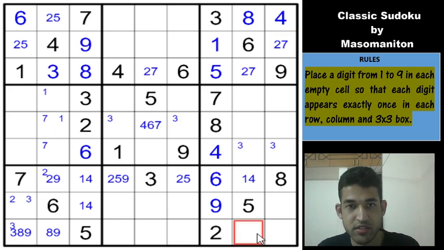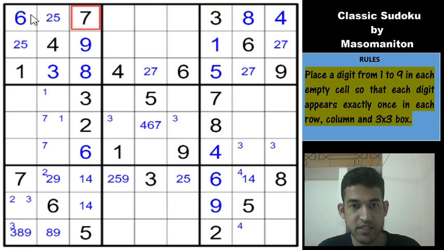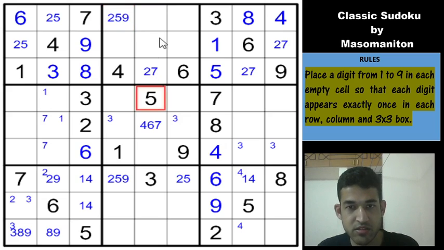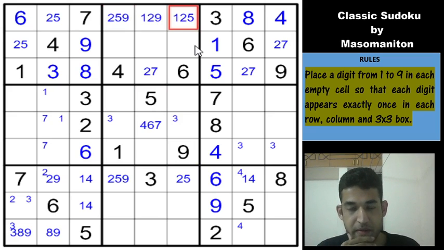Okay, the 4 is in one of these cells in box 9. So if I look at row 1, 3, 4, 8, 6 and 7 have been placed. So remaining must be 1, 2, 5 and 9. So this is not a 1. So this is 2, 5, 9. This is not a 5. So 1, 2, 9. And this is not a 9. So this is 1, 2 and 5.